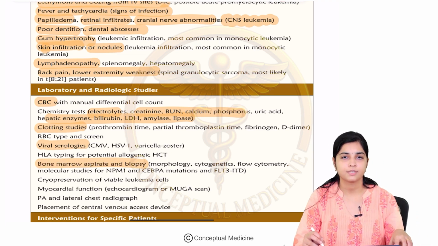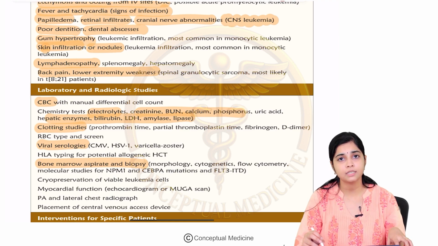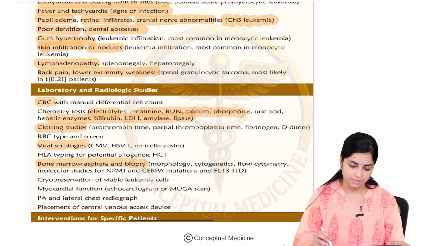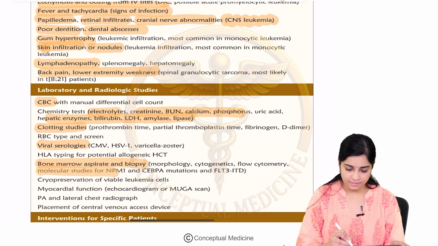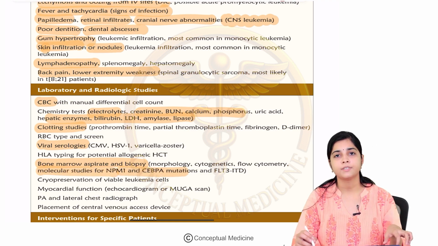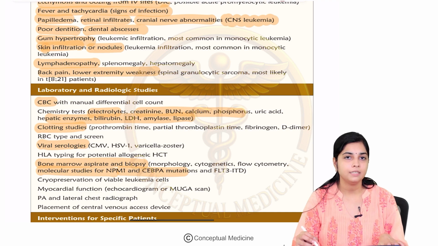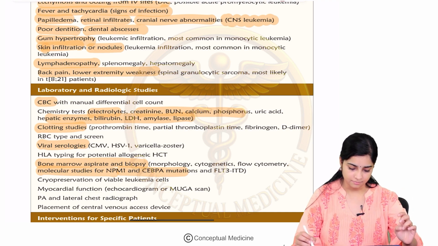You have to do certain special stains, you will have to do the CD markers, and you will also have to do cytogenetic testing, right? Molecular studies for NPM1, CEBPA, FLT3, all of this has to be done. Why? This is done mainly to prognosticate the AML.